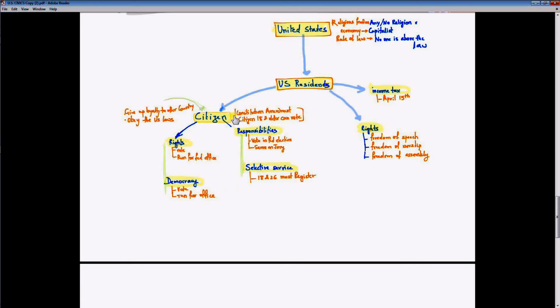The constitutional amendment that happened was to ensure that citizens 18 and older can vote. The key responsibilities as citizens are to vote in a federal election and serve on a jury. You also have to register for selective service. You must register between the ages of 18 and 26 for selective service.